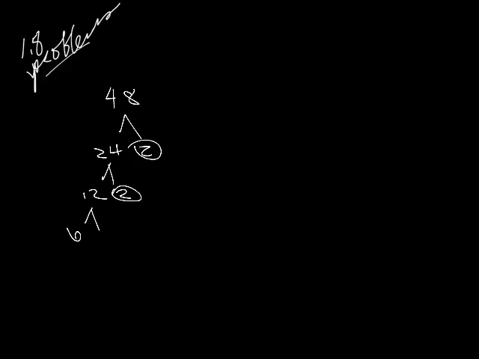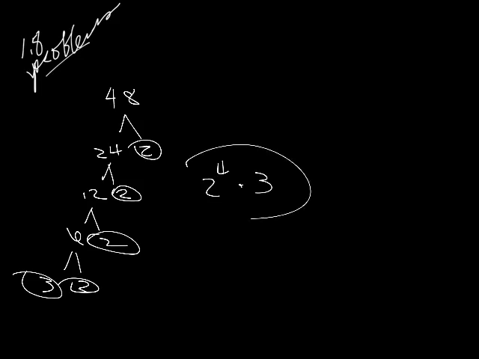Prime, prime, prime, prime. So I have 2 to the 4th times 3. Those are my factors of 48, my prime factors because it is composite.